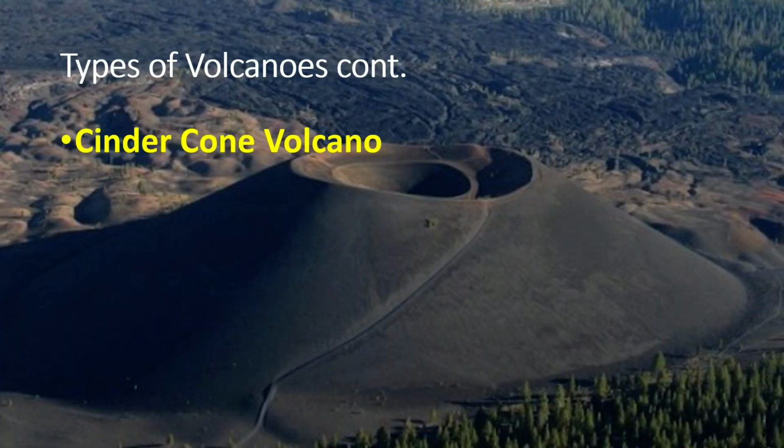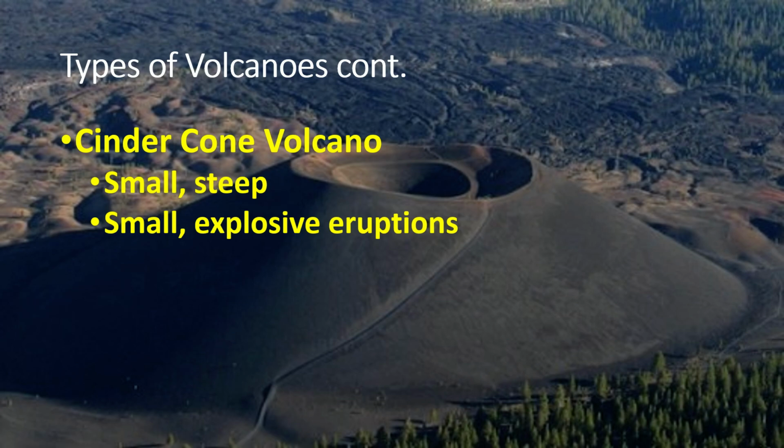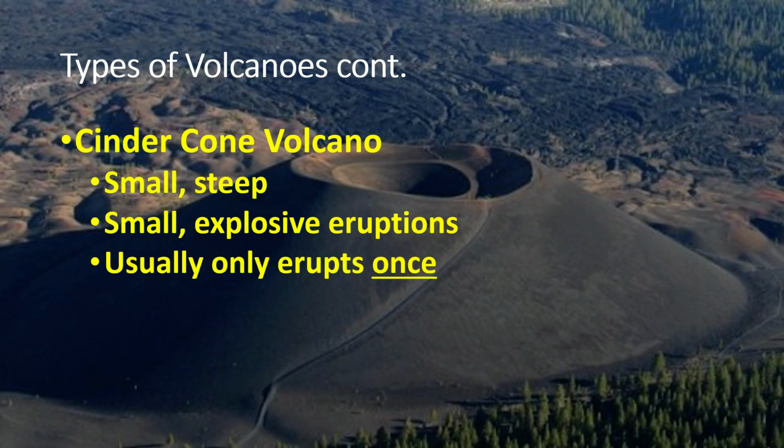The second type of volcano that we have is a cinder cone volcano. These are just little guys. They have a lot steeper of a slope to their sides than a shield volcano does. They have little eruptions, but they are more explosive in nature than a shield volcano, so there's going to be less liquidy lava involved with these and a lot more ash.